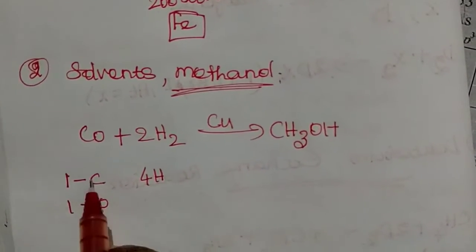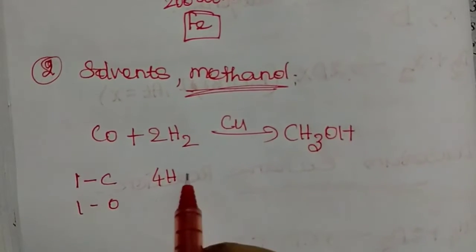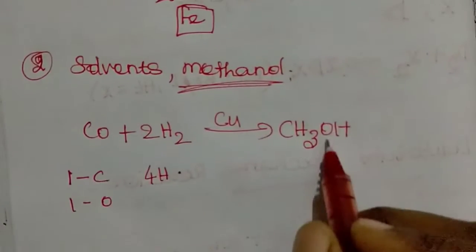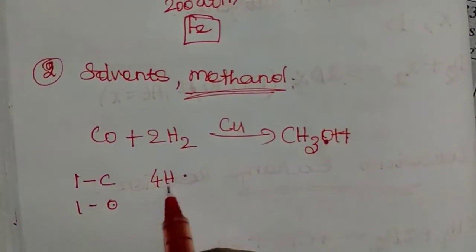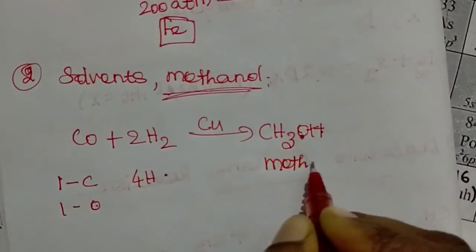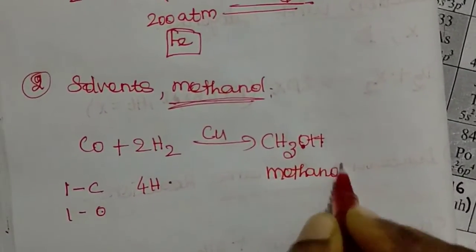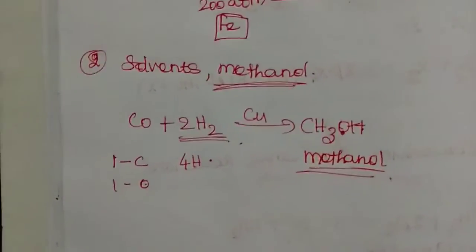CH3, 1 carbon combined with 3 hydrogen, the remaining one hydrogen and one carbon. So one oxygen and one hydrogen. Okay, so CH3OH, methanol, is produced with the help of hydrogen.